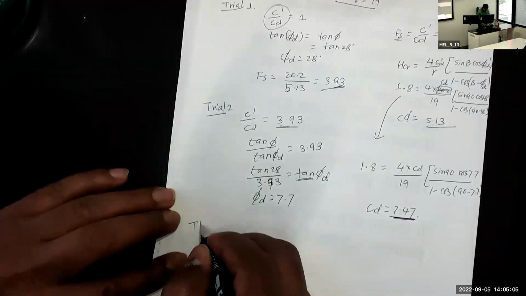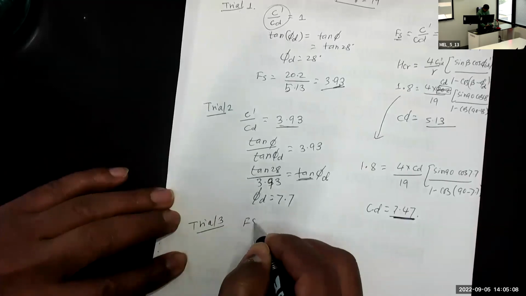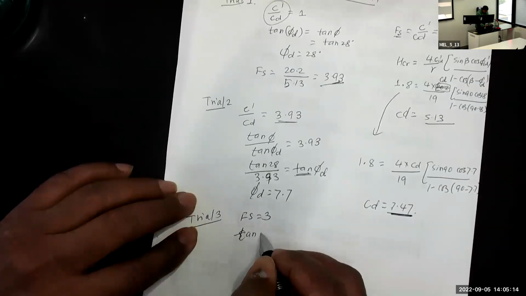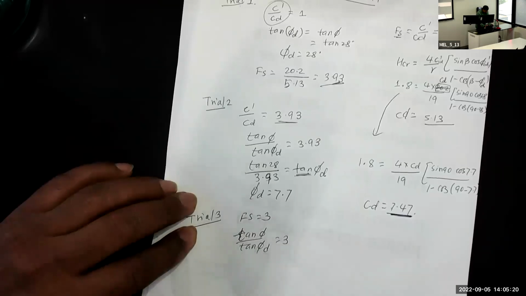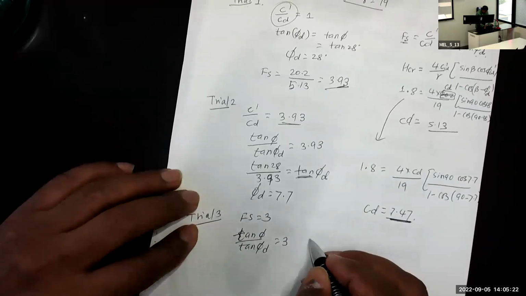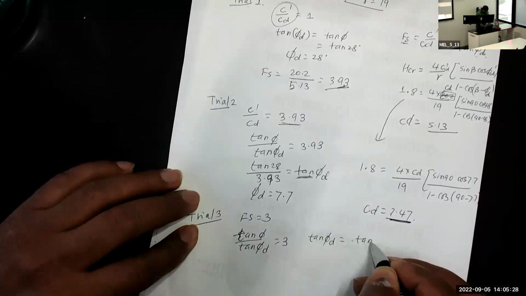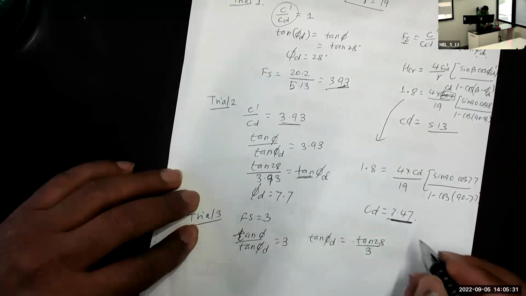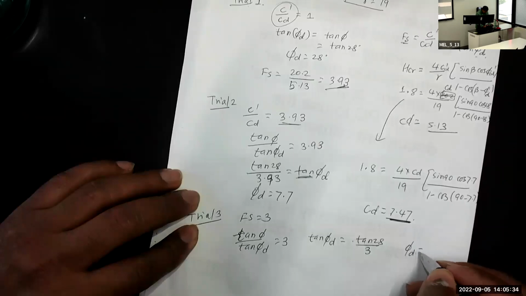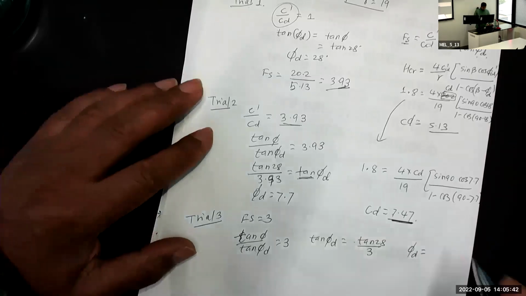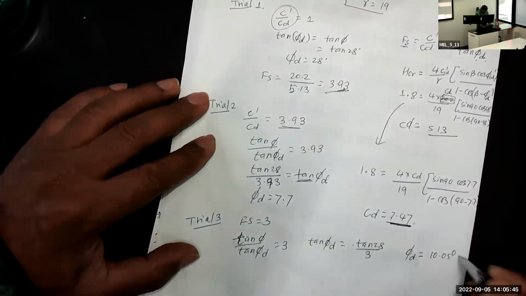Let's do trial 3, factor of safety 3. Can we use that now? Let's do this all because we have the solution, right? Tan phi divided by tan phi d equal to what? 3. Good. So tan phi d equals 1028 divided by 3. Can you give me the angle? Do tan inverse of that. 10.05 degrees. Good, we got phi d.